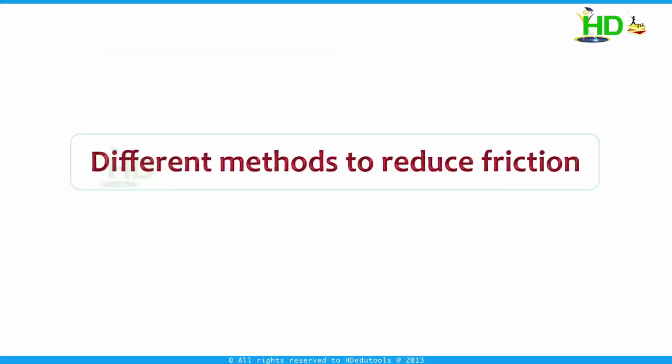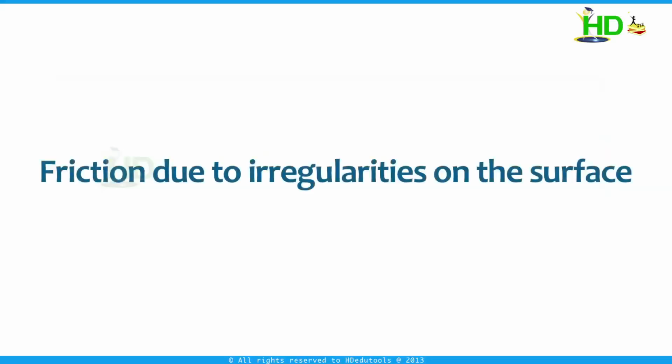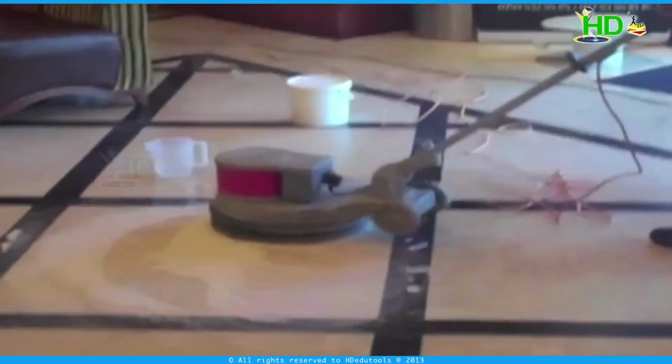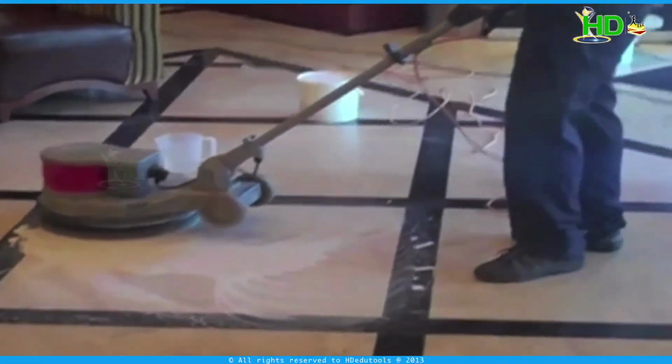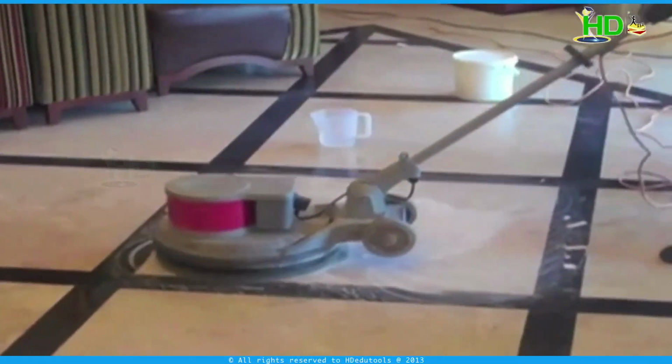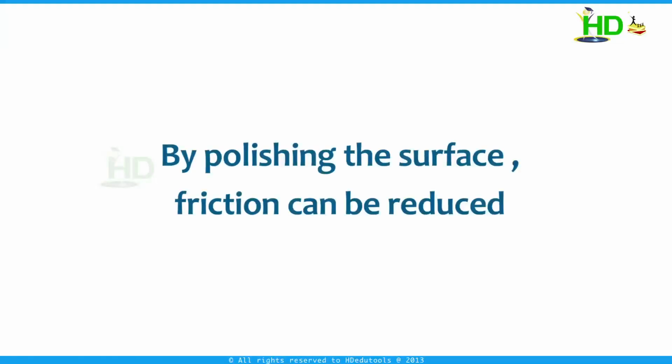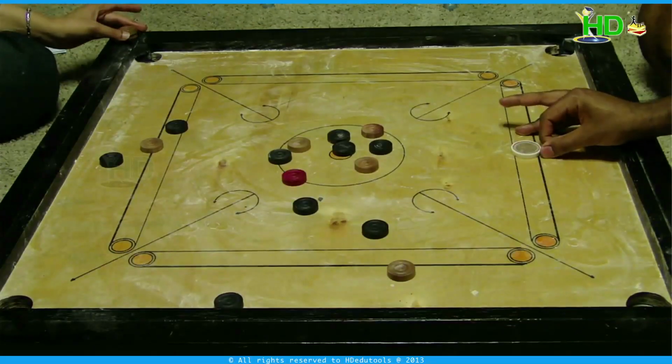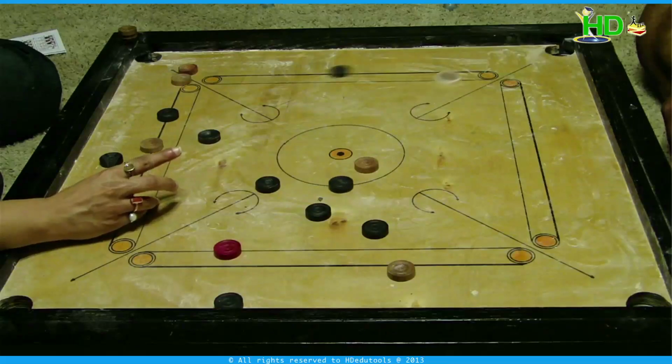Now, the different methods to reduce friction. Already we know that friction is due to the irregularities present on the surface. If you polish them, then what happens? The irregularities will disappear and friction will decrease. That means by polishing the surface, you can reduce the friction. For example, carom boards are highly polished so as to reduce friction.